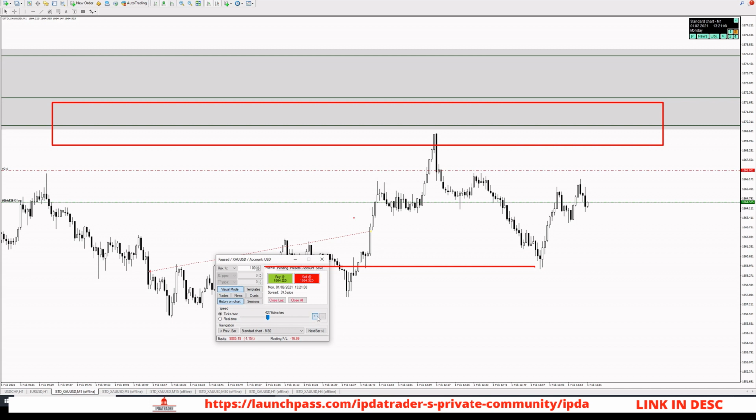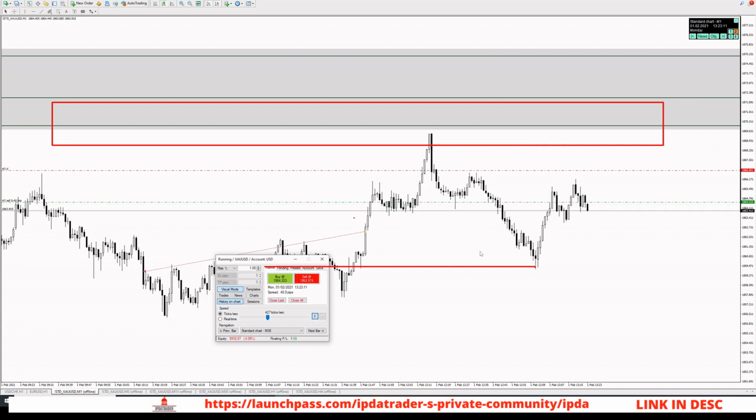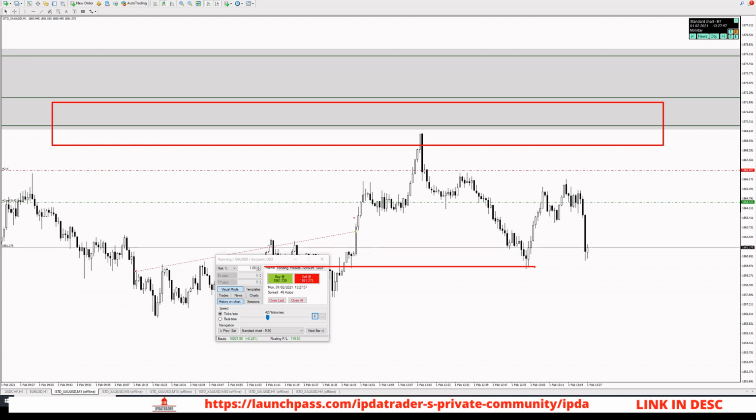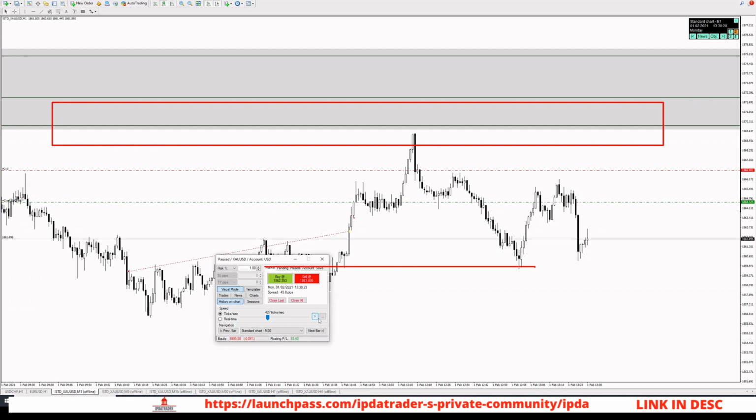And let's say you go short over there, right? It's again still a very high probability that it can drop. So there you go, you take the sell.